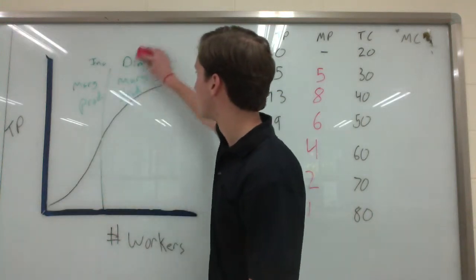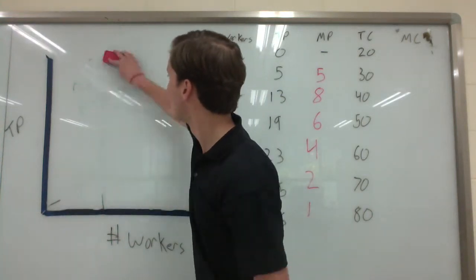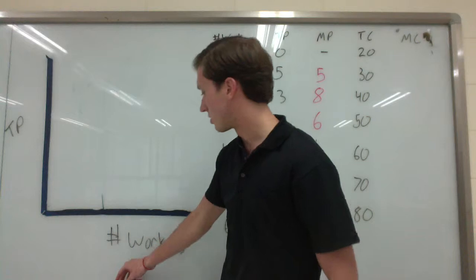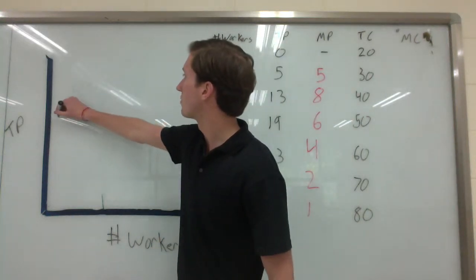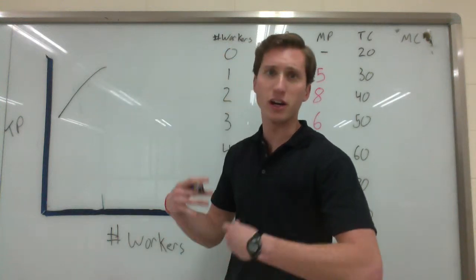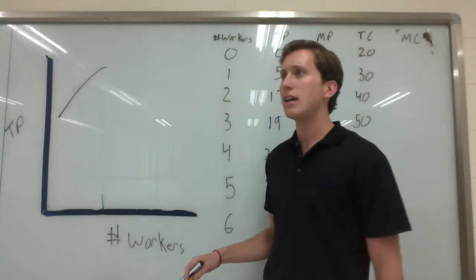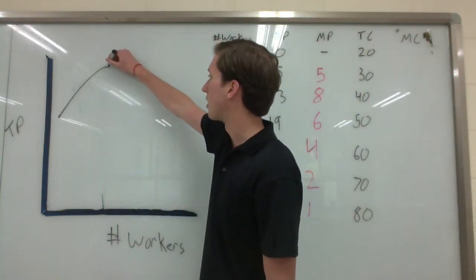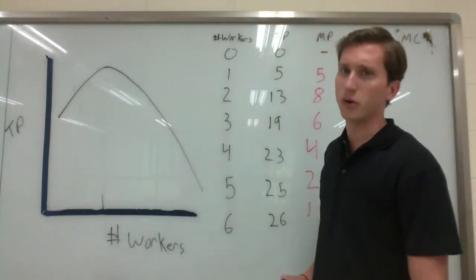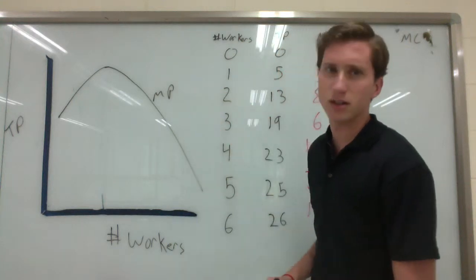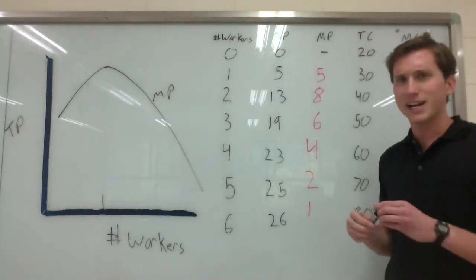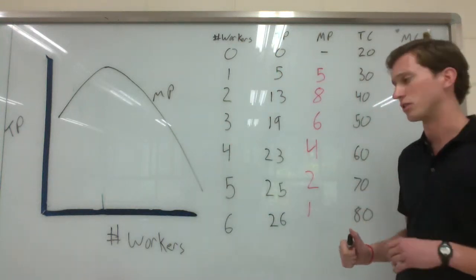Now if I were to erase this and draw our marginal product curve, we have it increasing at first to that point. They're getting more efficient, more specialized, and then we have diminishing marginal product going down. This would be our marginal product curve. So I'm going to connect this now to talking about our cost curves.